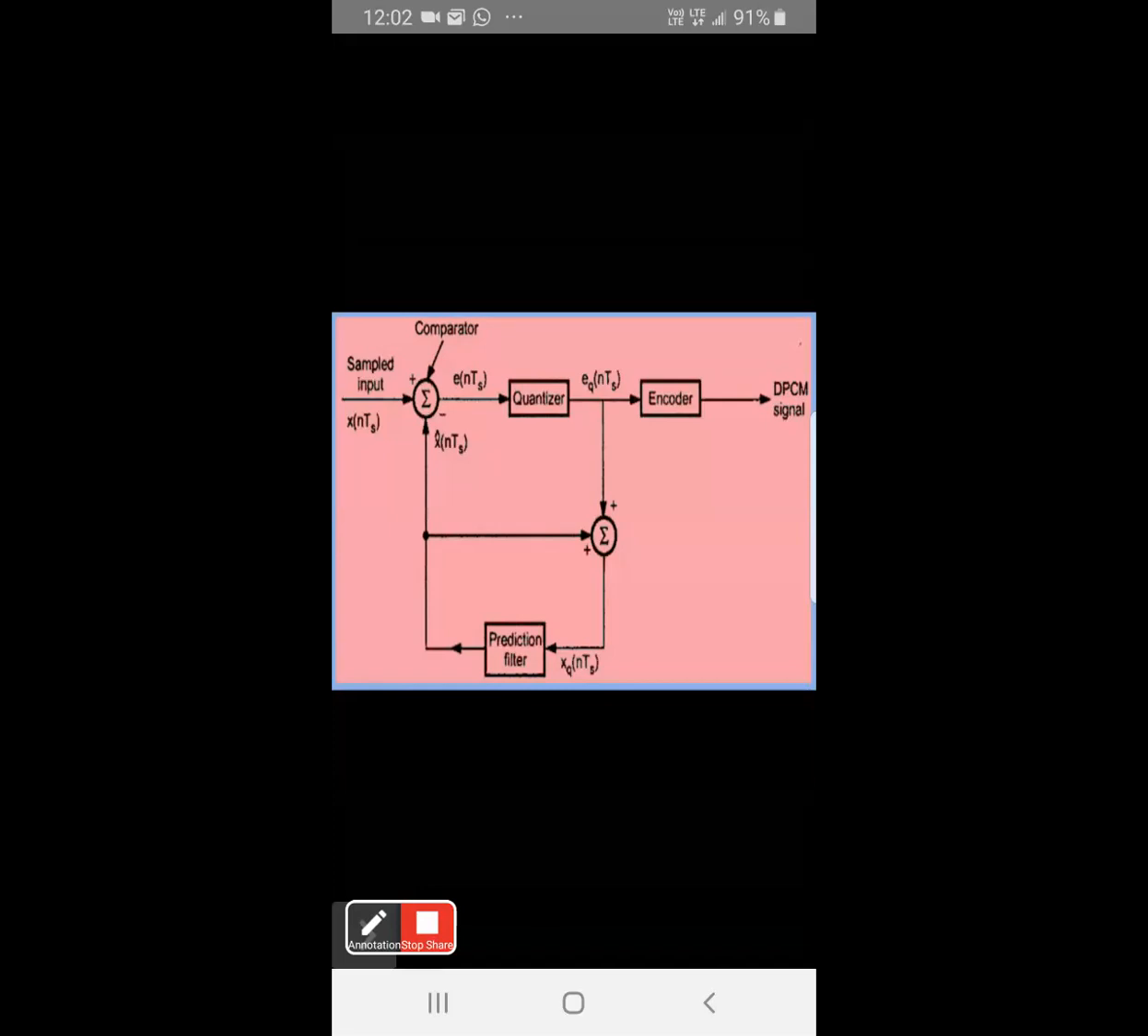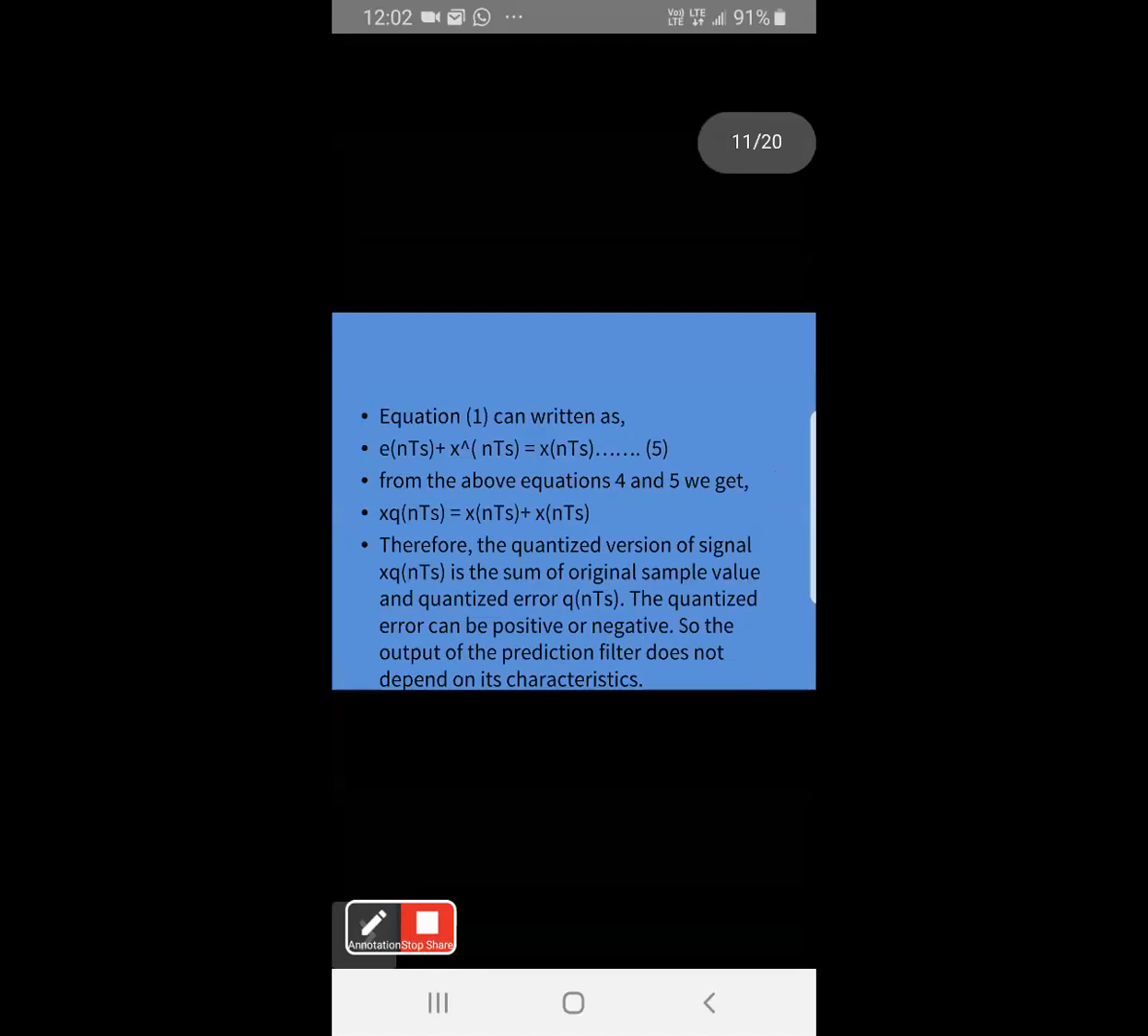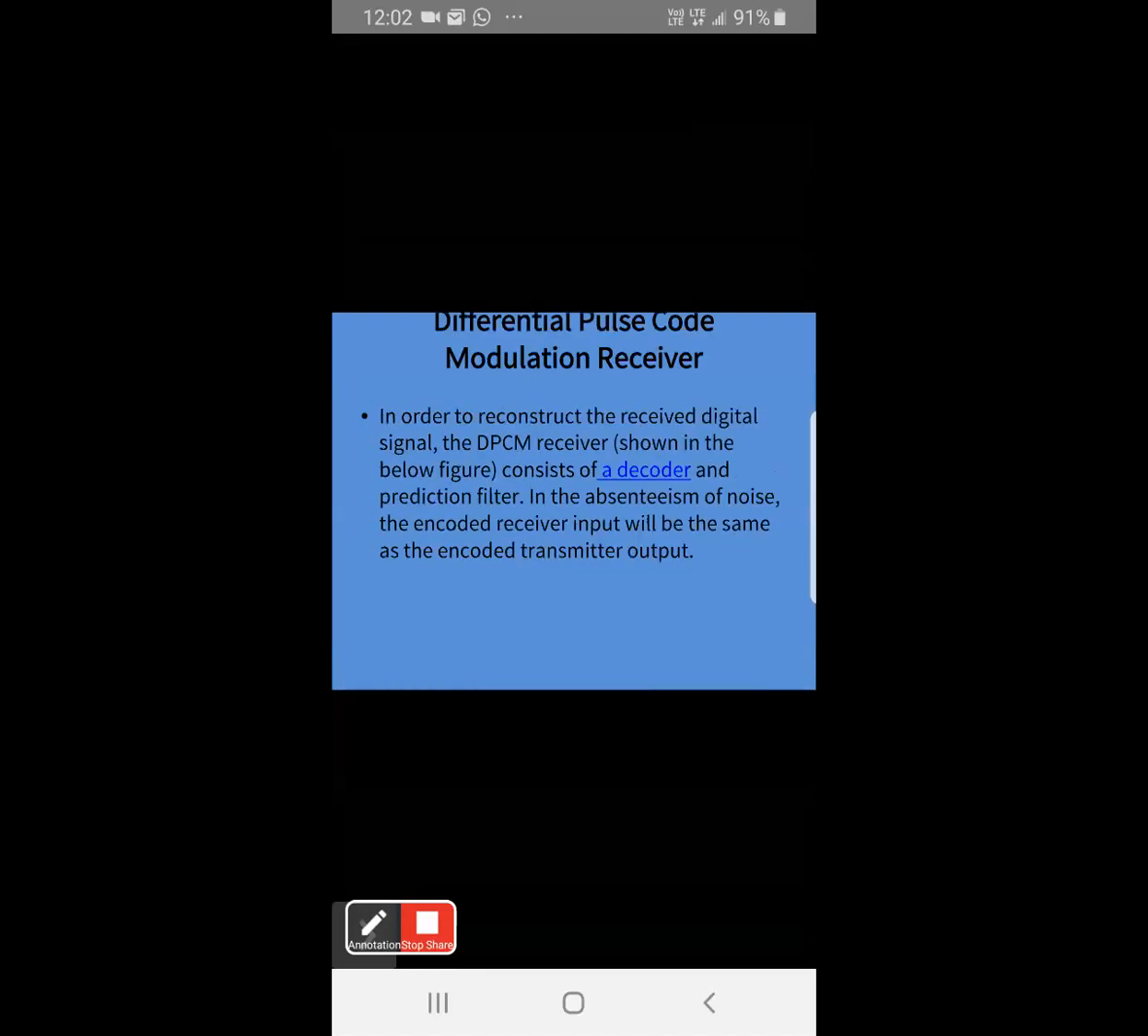So coming to the differential pulse code modulation receiver. In order to reconstruct the digital signal at the receiver, the DPCM is as shown in the figure. Whenever you use the encoder, then automatically you can use the receiving part, decoder and prediction filter. In the absence of noise, the receiver input will be the same as the transmitter encoder output.